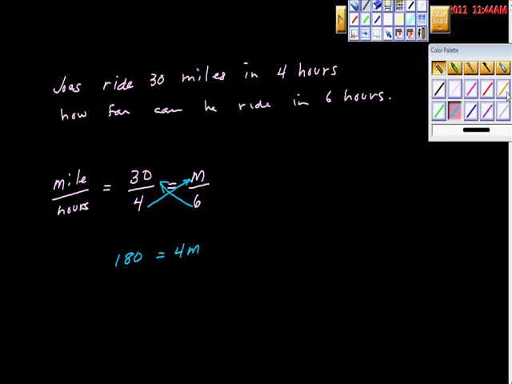And then, good. This is right. This gets down to just algebra, doesn't it? Divide both sides by 4. And we get the miles equal, what is that, 45? It's 45, isn't it? 45 miles. So he can ride 45 miles in 6 hours at that rate.